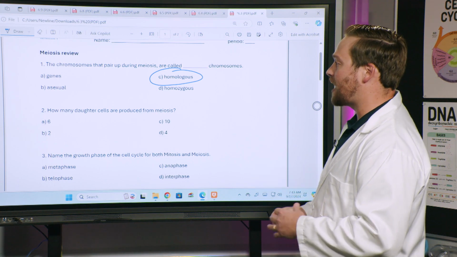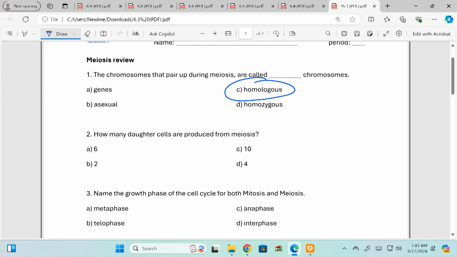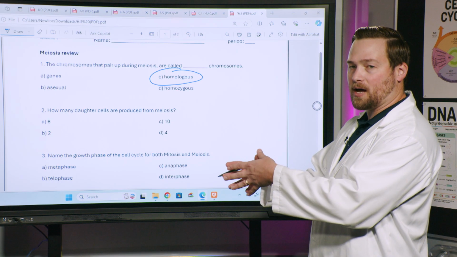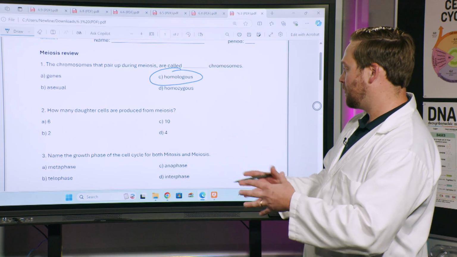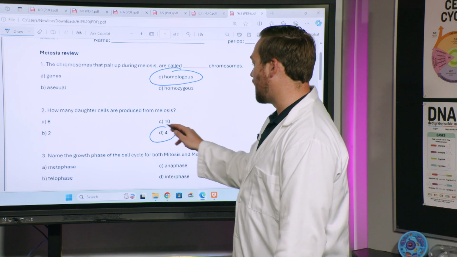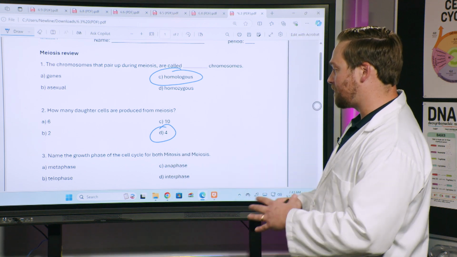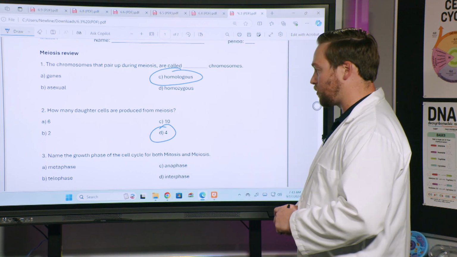All right, number 2 says, how many daughter cells are produced from meiosis? So in meiosis, we start with 1 cell. How many do we end with? We end with 4 cells, right? And they're all going to be different from each other. All right, let's look at number 3 next.